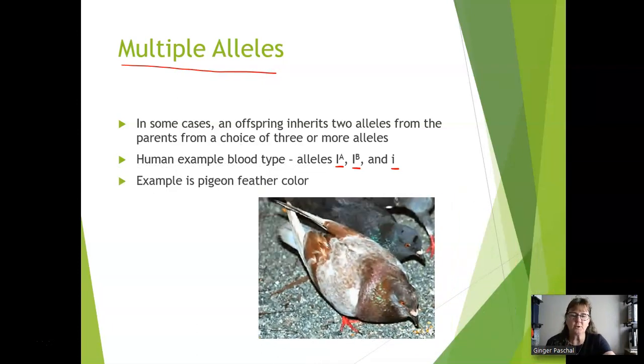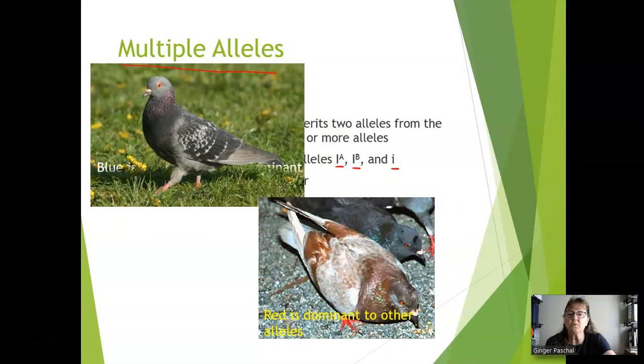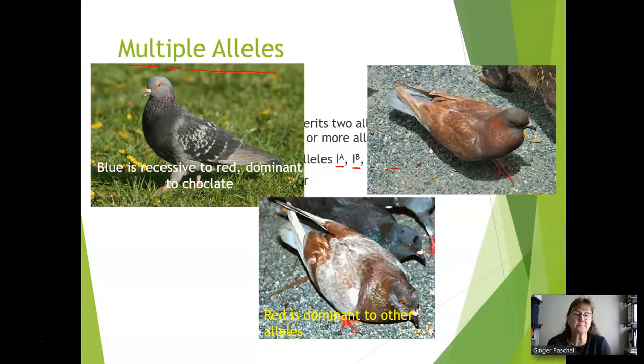Let me show you some of those. So we've got a red pigeon. Red is dominant to all the other alleles. So red would be generally expressed as a capital letter. Whereas a blue pigeon is recessive to red, but dominant to chocolate. Now this is where it gets a little confusing, because red is dominant to everything. Blue is dominant to chocolate, but recessive to red, whereas chocolate is recessive to both.